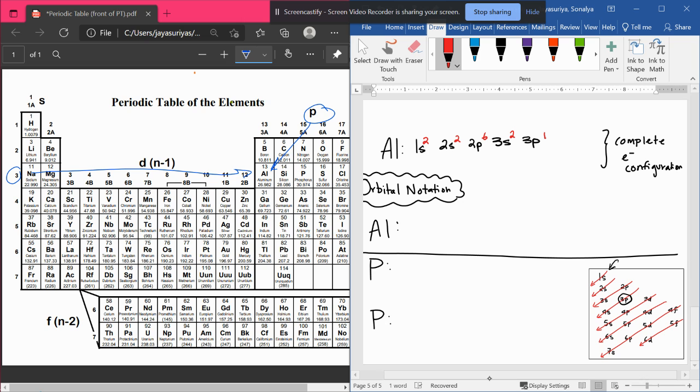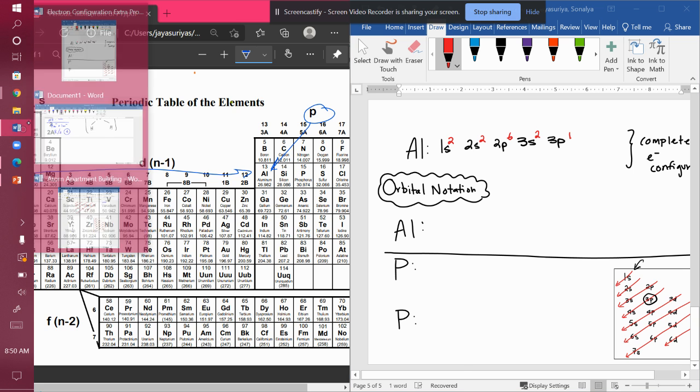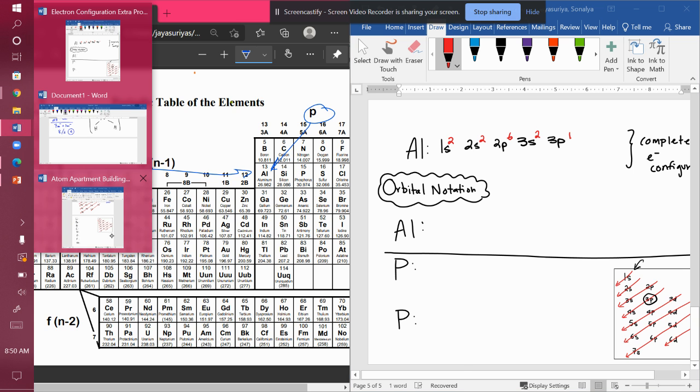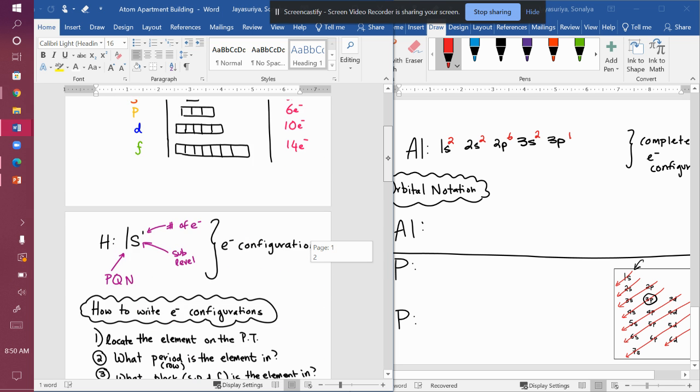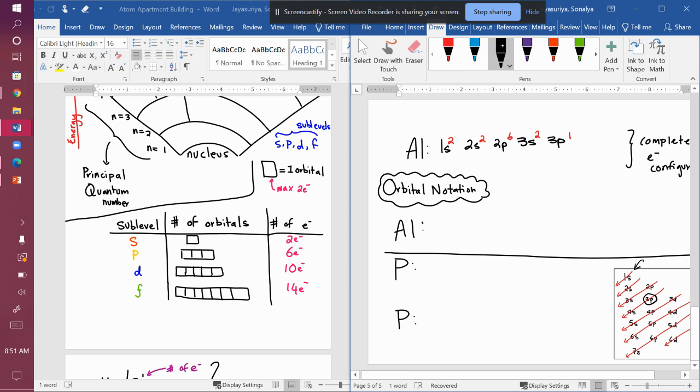Now, here is what orbital diagrams or orbital notation look like. All you do is look at the letter for each orbital and draw a number of boxes to represent that orbital. The number of boxes is dependent on the letter. Every s you draw one box, every p you draw three, every d you draw five, and every f you draw seven.